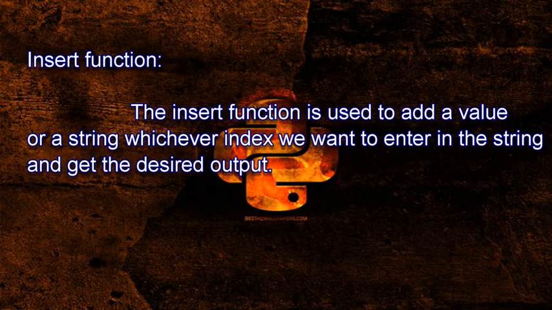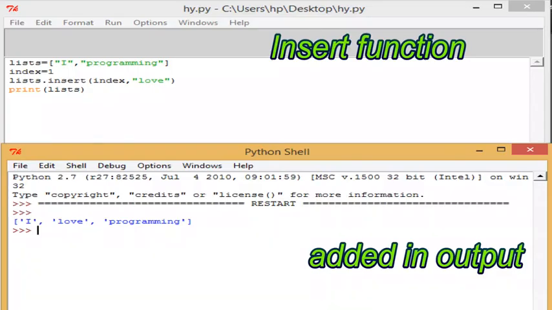Next we have insert. The insert function allows us to insert a value anywhere in the list. For example, you can enter the value at the first index or at the last index. First of all, we define some words. Then we define an index where we want to enter the number, and then we can enter that number into the particular list.